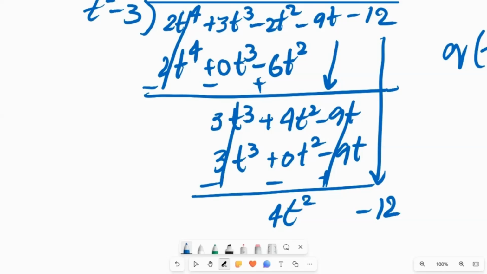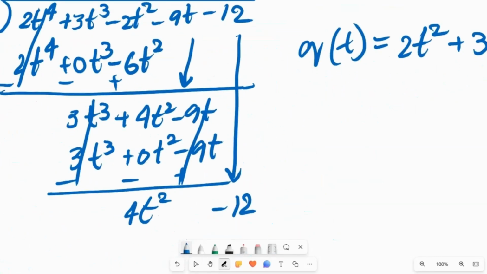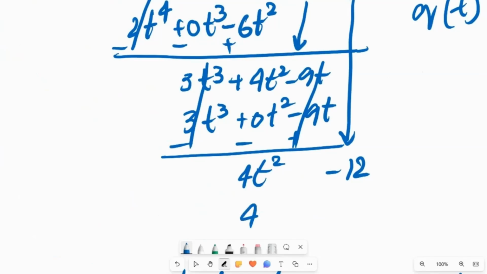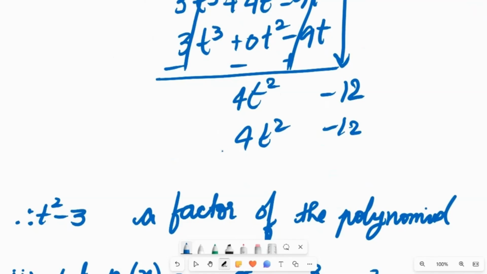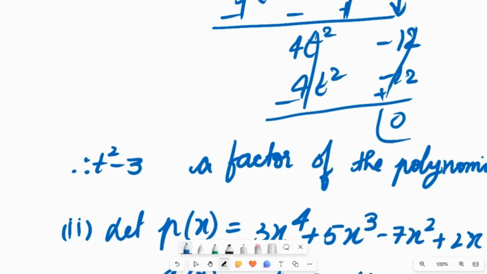So simply 4. So q of t would be plus 4. And if you multiply with 4, we would get 4t square minus 12. Now we subtract it, we change the sign, this should be minus, this should be plus, and we will get 0 as remainder. When we divided p of t with g of t, we got remainder as 0. Therefore, t square minus 3 is a factor of the polynomial.